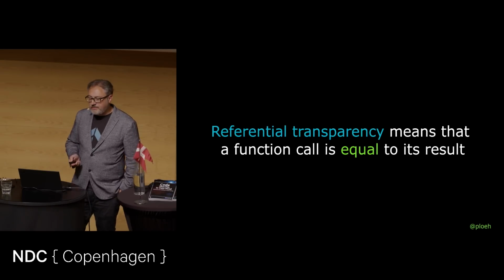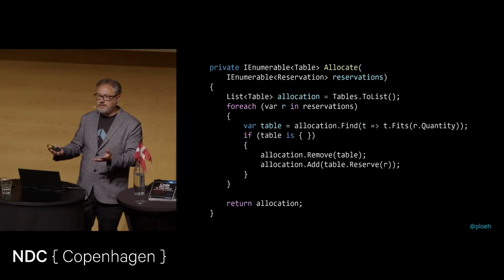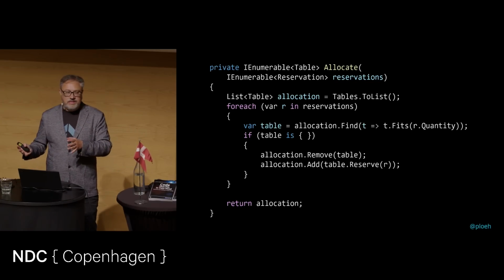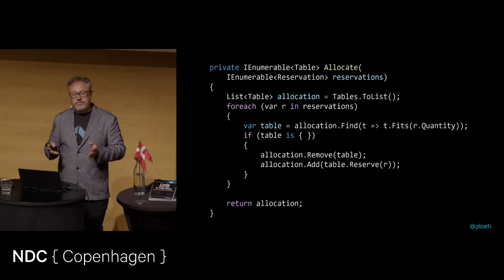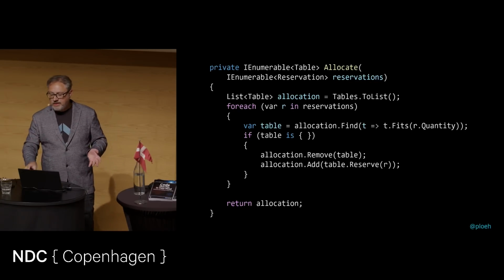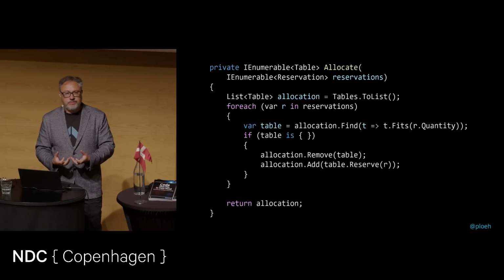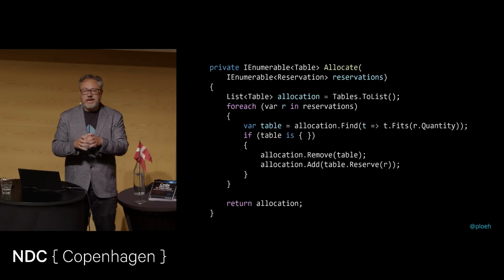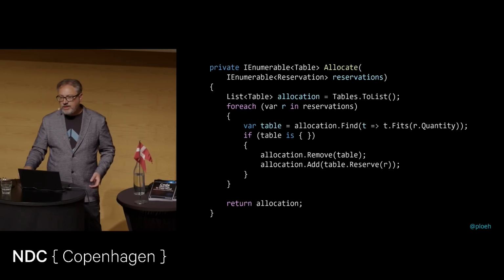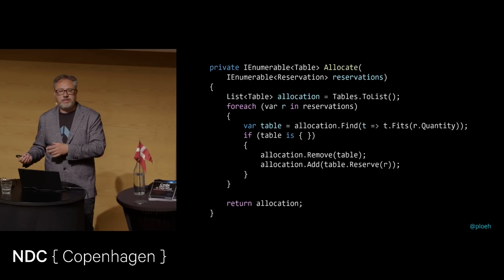This is interesting because it means that all the stuff that's happening inside of allocate, it's not a lot, but still there's a little bit of stuff going on, is equal to the output. The output is an enumerable of table. That's basically just a collection of tables. And a collection of tables, or an allocation, is what we're returning here, and that sounds like one thing. We can think of that as one thing, and we don't really care exactly about how we arrived at that allocation of tables.